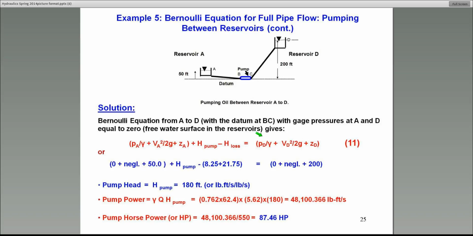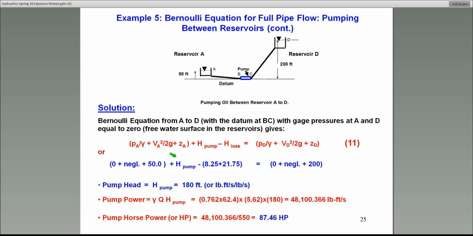I suggest you write the whole equation, and then you can always neglect or equate to 0 whatever quantities need to be. For example, PA over gamma is 0 because it's a free surface at point A. The velocity head in a reservoir typically is negligible. It's very small. ZA is 50 in this case. The height above the datum is given. Remember, point A is at the water surface, right? You're shown by the triangle there.